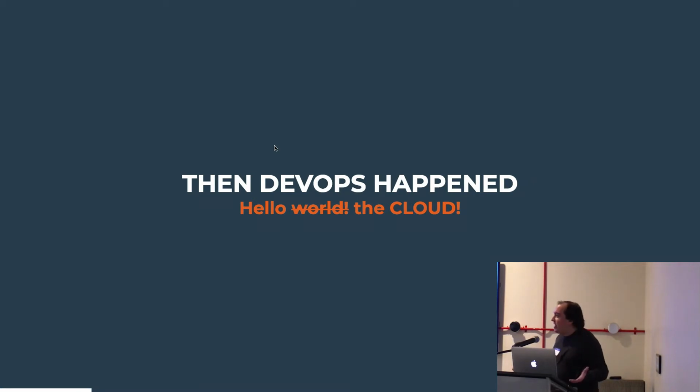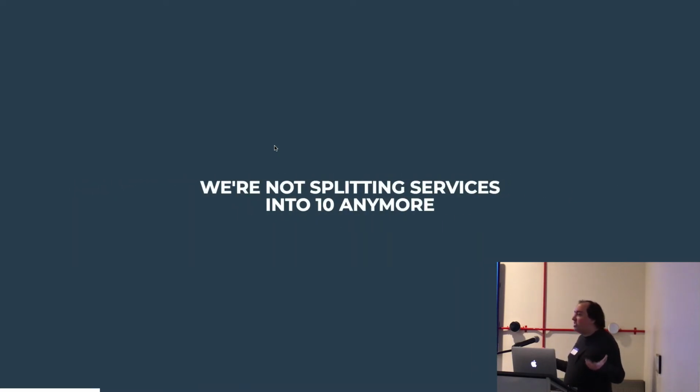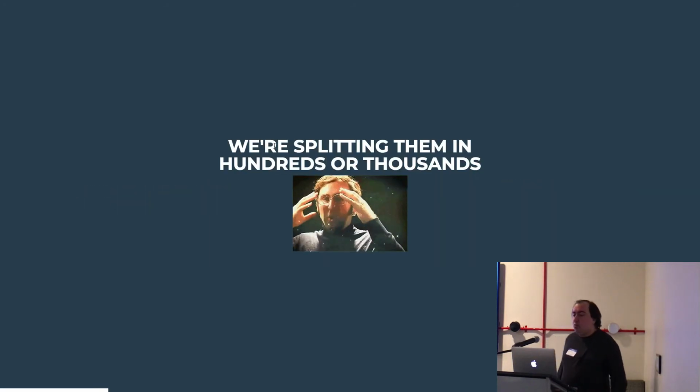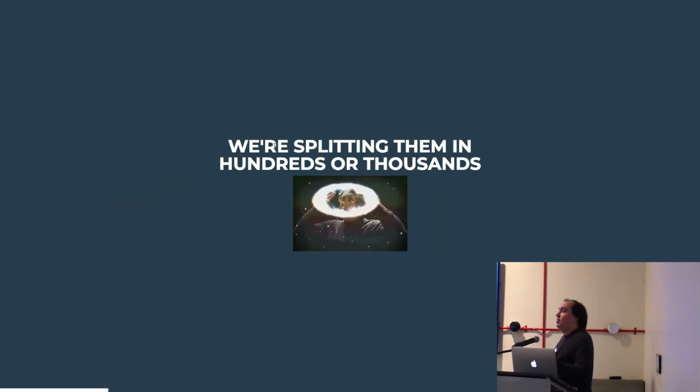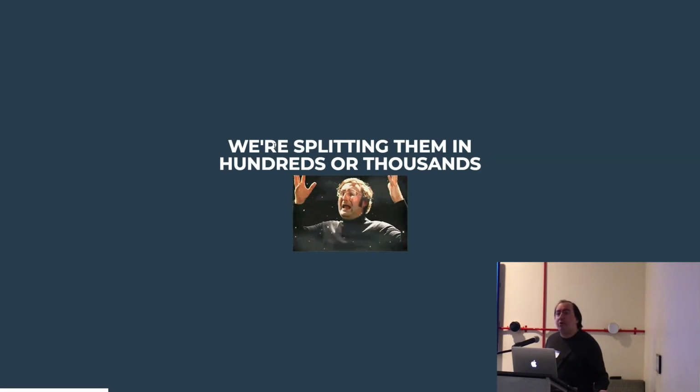And then DevOps happen. You have the cloud, you have AWS, you have Docker containers, and now it becomes much easier to deploy and, essentially, there's a lot less overhead to these services. And we're no longer splitting our system in 10 or 15. We're splitting them in hundreds or thousands. It's not weird to have like 10 services per developer at a company.